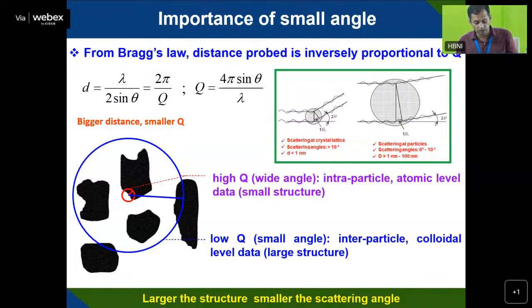So the larger the structure, the smaller the scattering angle. You can see it in this image. It's a big circle here and a small one there. You can see the 2 theta here is the scattering angle. Larger is the structure, smaller is the angle. Here, being a small size, your angle is large, but here, being a large size, the angle is small. So you will get mainly information about the interparticle colloidal level data.